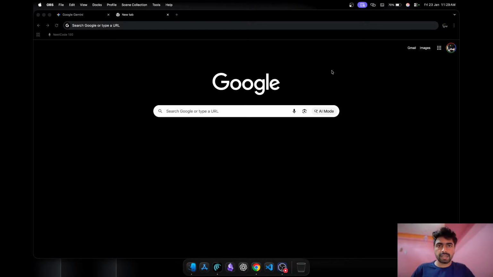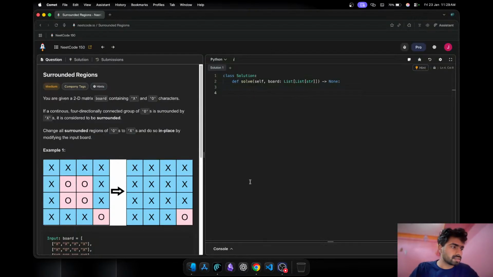So today we are continuing our graph series where we are doing the NeetCode 150 sheet, and without any delay, let's go to it.